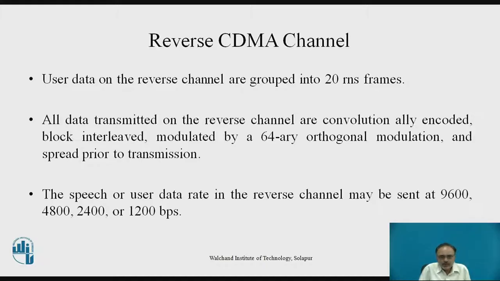Now, in the reverse CDMA channel, the user data are grouped into 20 ms frames. All the data transmitted on the reverse channel are convolutionally encoded, block interleaved, modulated by 64-ary orthogonal modulation and spread prior to the transmission. The user data rate for the reverse channel can be sent at 9600, 4800, 2400 or 1200 bps.